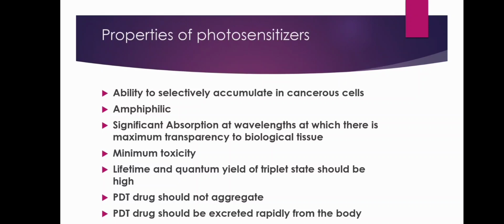And the next property is it should have minimum toxicity. Then only we can ensure minimum side effects. Another thing is it should have high quantum yield and a long lifespan for the triplet state. That is done to ensure the efficiency of the process. Also, the photosensitizer should not aggregate. That again is done for better efficiency of the process. Then it should be able to be rapidly excreted from the body. The drug after the treatment should be eliminated from the body easily.